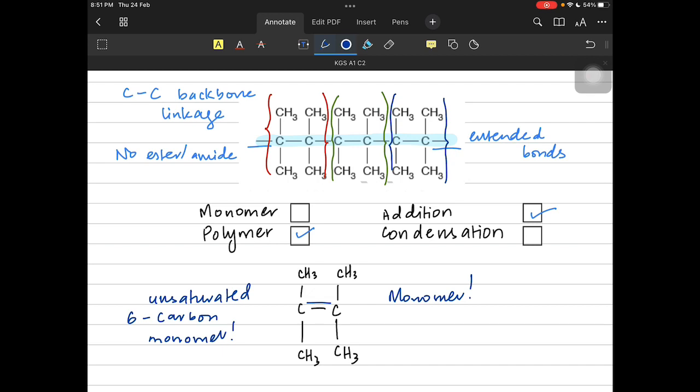So I hope the practice helped you understanding how the polymers are converted into their monomers.